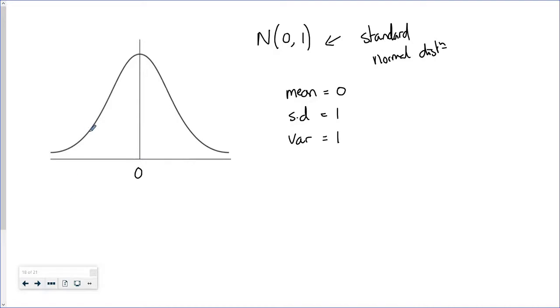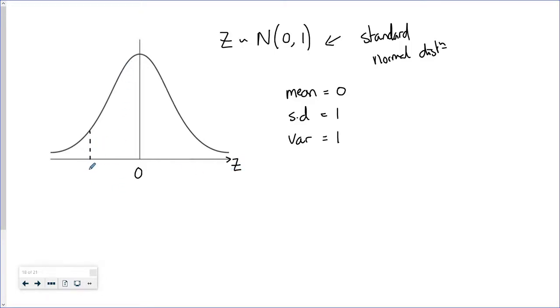A bit of notation that we need to know is we generally call a random variable which follows this distribution Z, capital Z. So here we've got a random variable Z which follows this distribution, and our values of Z go along the horizontal axis.